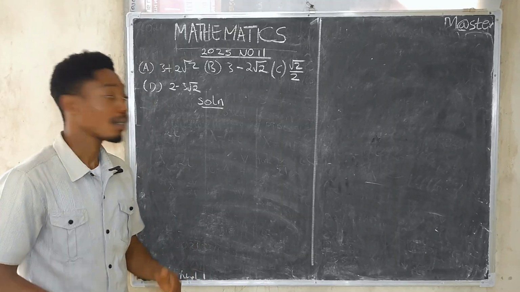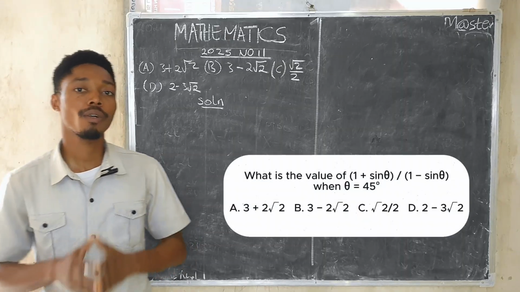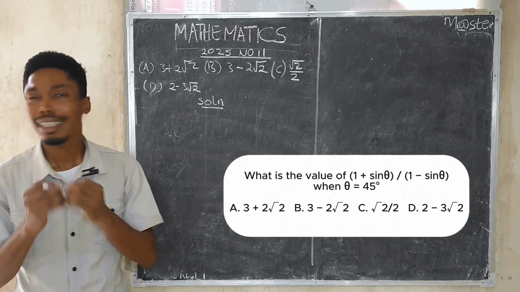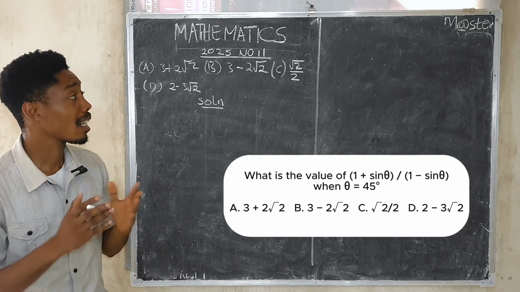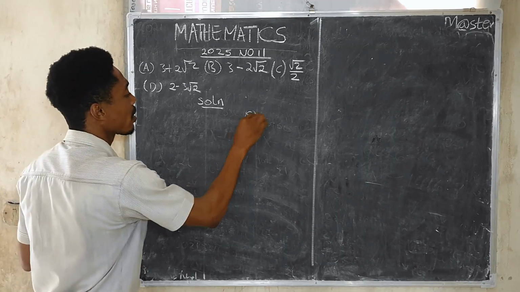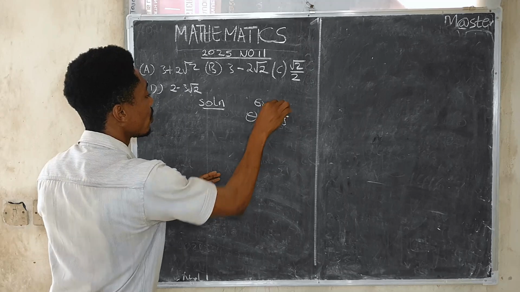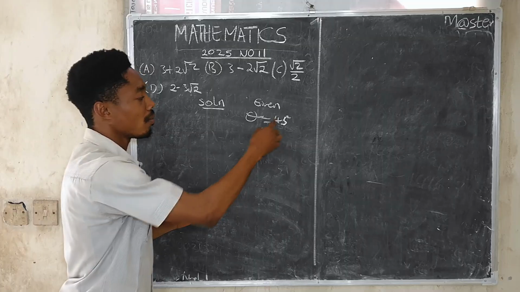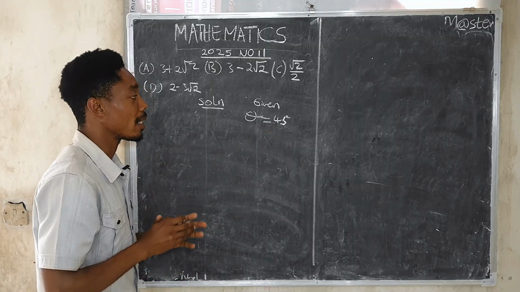Let me continue. Alright, this question says, what is the value of 1 plus sine theta divided by 1 minus sine theta if theta equals 45 degrees? So I'm given that theta is 45 degrees. And from special angles, 45 degrees is something worth noting there.